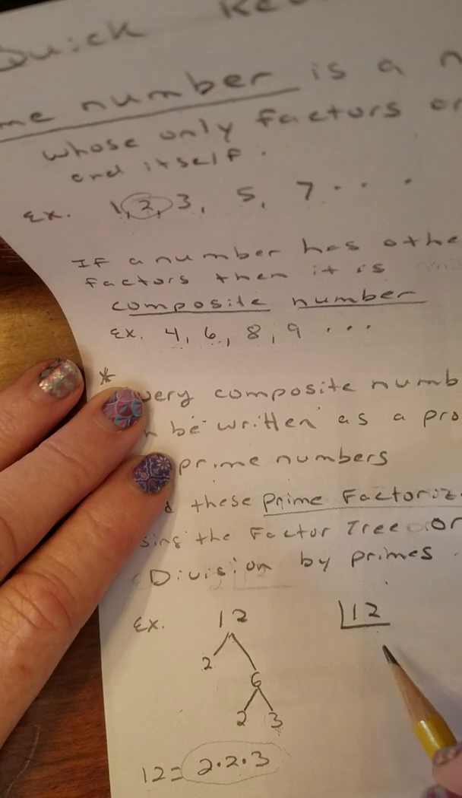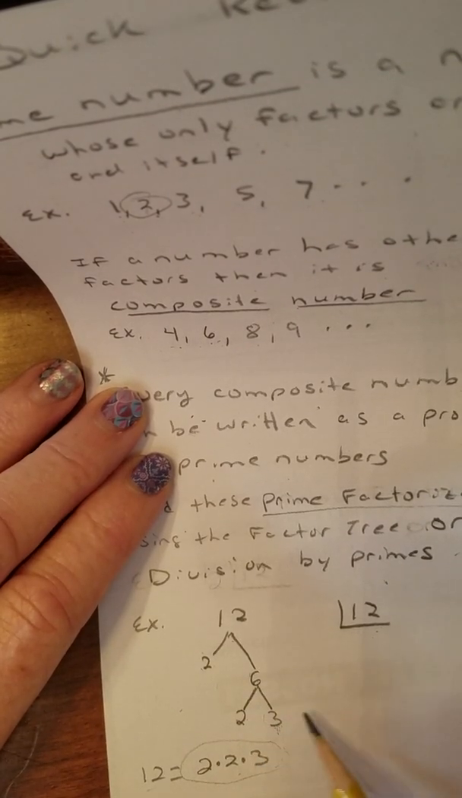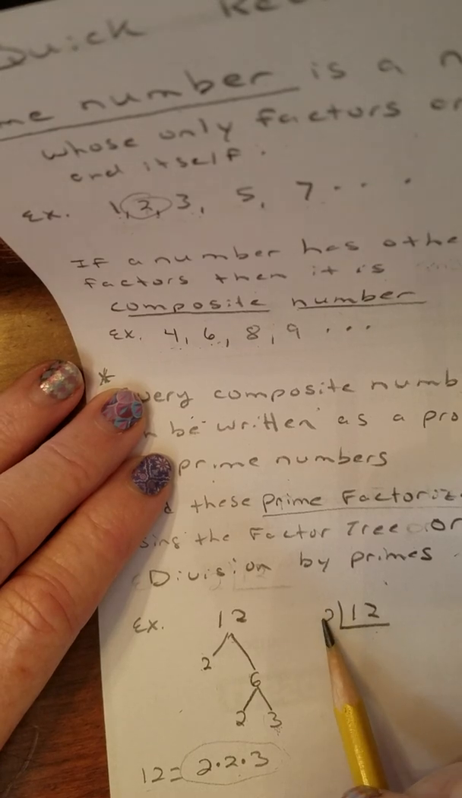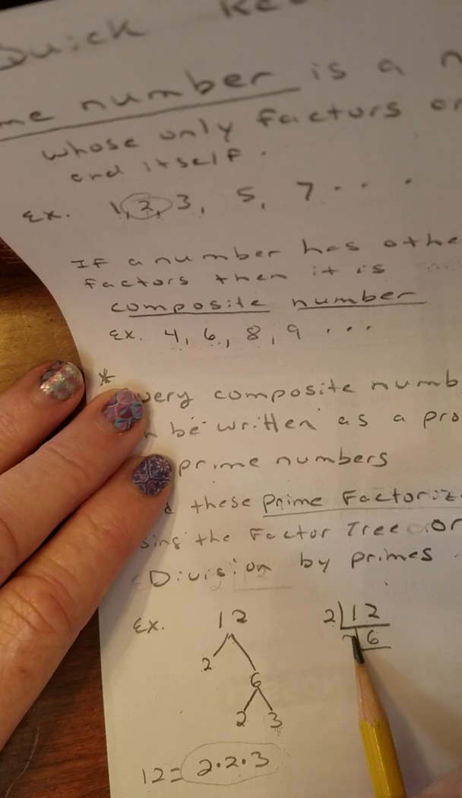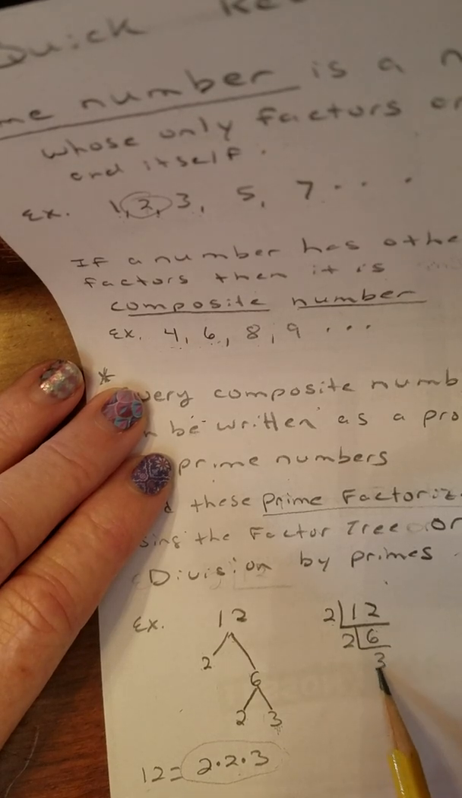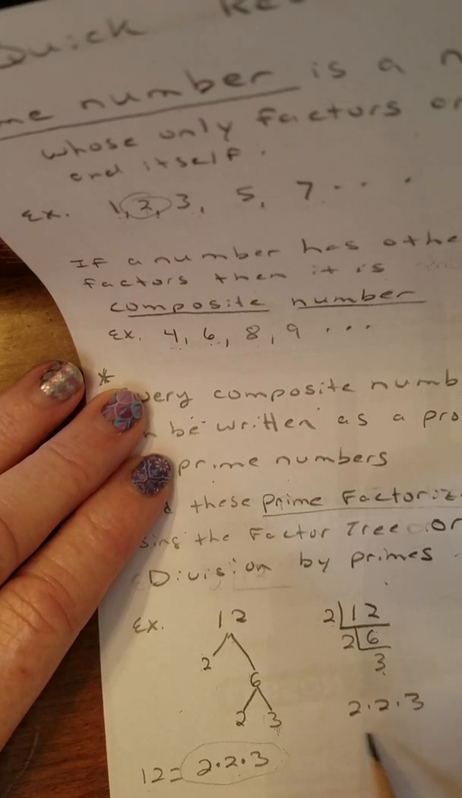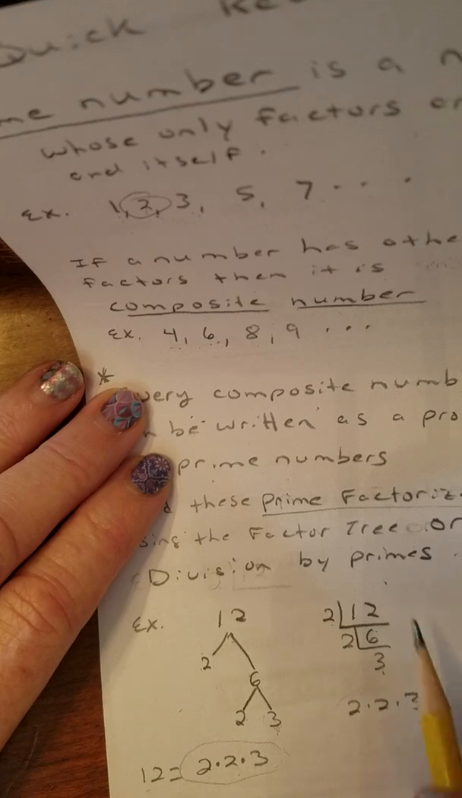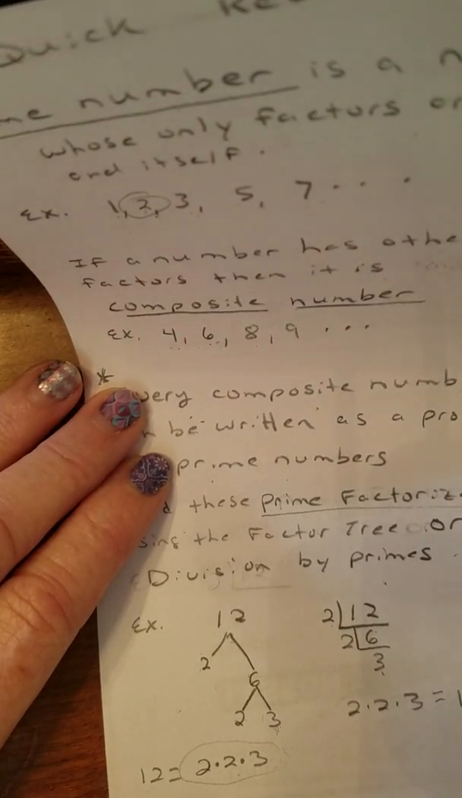You can also use the division tree, and I prefer the division tree because it's more obvious when you stop. Again, you say 2 goes into 12 6 times, 2 goes into 6 3 times, and we know we can stop here because it's prime. Again, you get 2 times 3. So here's the product of prime numbers that equal 12, that composite number.